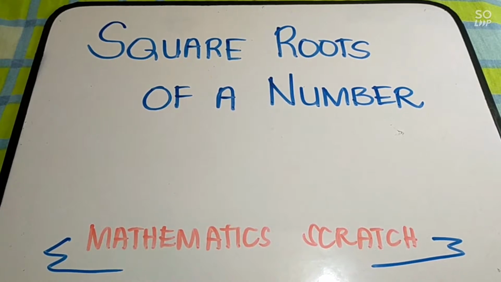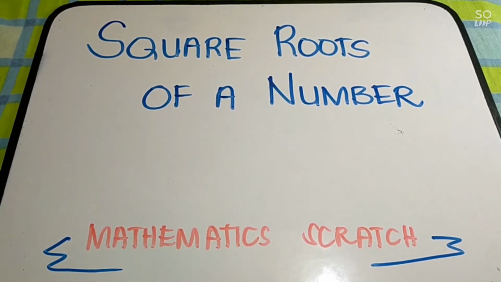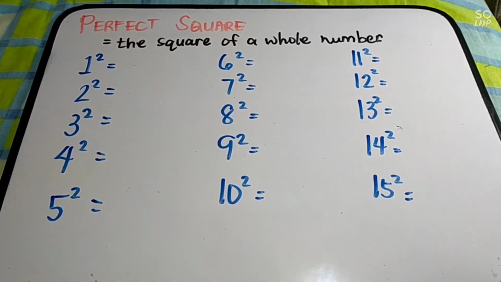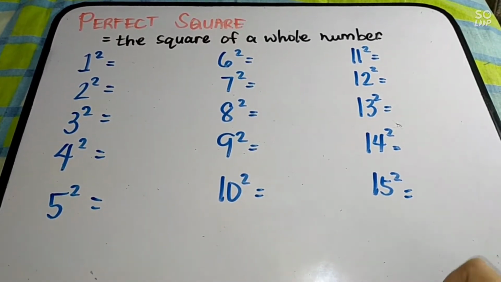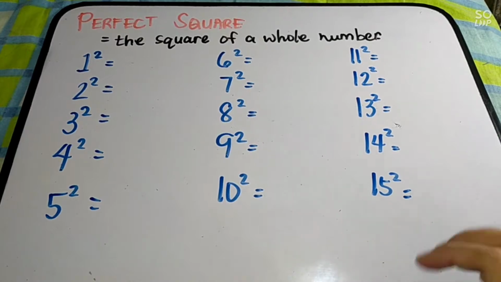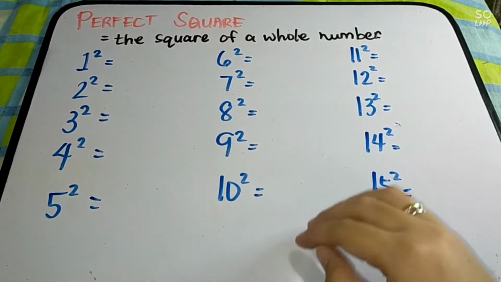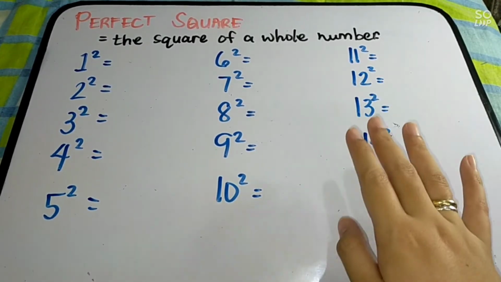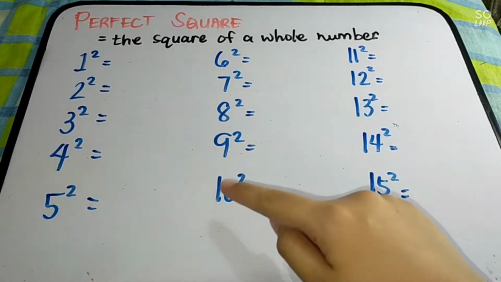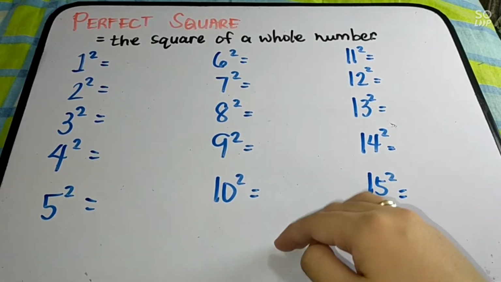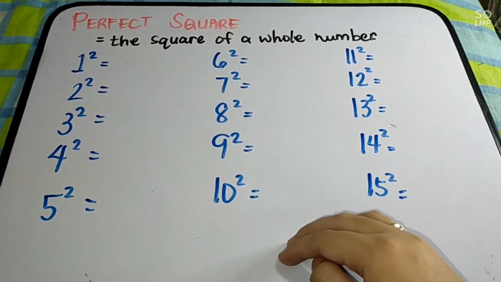In this session, we are going to tackle square roots of a number. Before we go with the square root of a number, let us tackle first the perfect square. So this perfect square means the square of a number. For us to find the square of a number, you will just multiply the number to itself. Ganun lang kasimple para makuha si perfect square numbers.